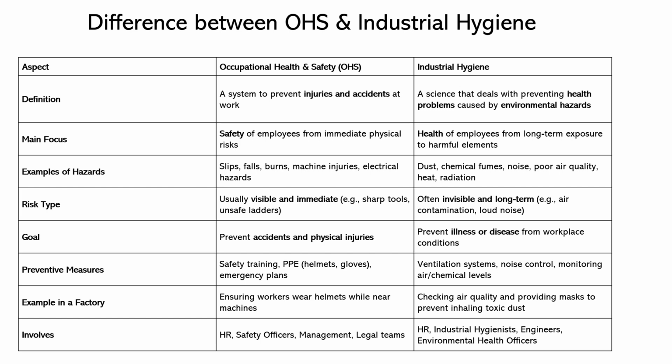So just to clear that out: occupational health and safety, its main role is to keep workers safe from accidents and injuries at work. Industrial hygiene protects workers from hidden dangers, like chemicals, noise or bad air that can affect their long-term health. So I just want to give a small example to understand the difference.